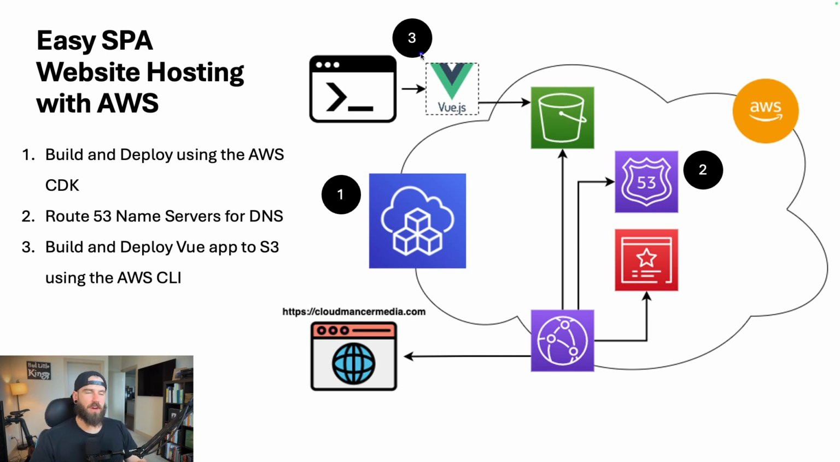Okay, so once we build our Vue application, it's going to output all of its artifacts into the dist folder. We're then going to use the AWS CLI to copy all of the files in the dist folder to our new S3 bucket. And once we finish that, on step 4 here, we're going to be able to go to cloudmancermedia.com and visit our new website. So let's jump into the code and start building.